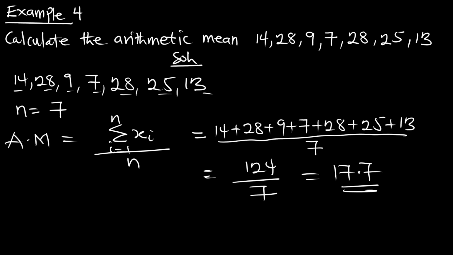Thank you for watching this episode. The arithmetic mean for ungrouped data, random discrete variables, is very simple. It is the basics, so you have to understand this.